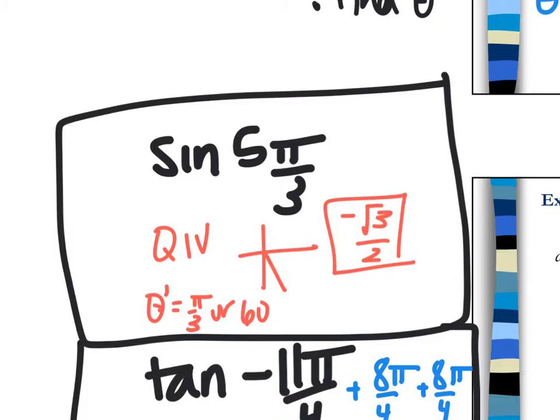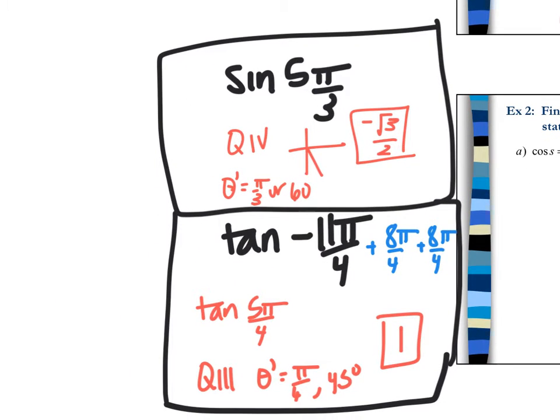Okay, if we look at our first example, this angle here, 5 pi over 3, is within 0 to 2 pi, so we don't need to adjust the angle. We can recognize that that's in quadrant 4. And in quadrant 4, this reference angle of pi over 3, or 60 degrees, would have a negative answer, so it would be negative root 3 over 2.